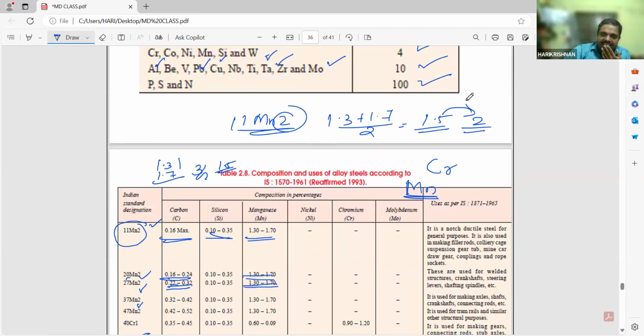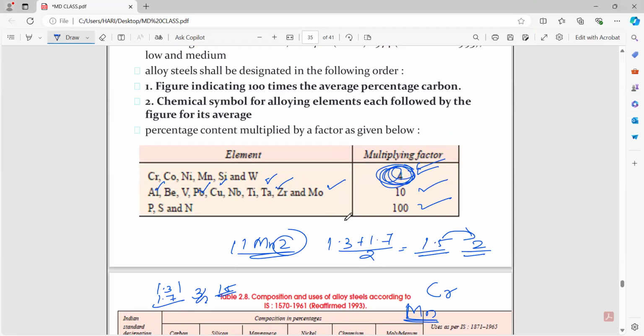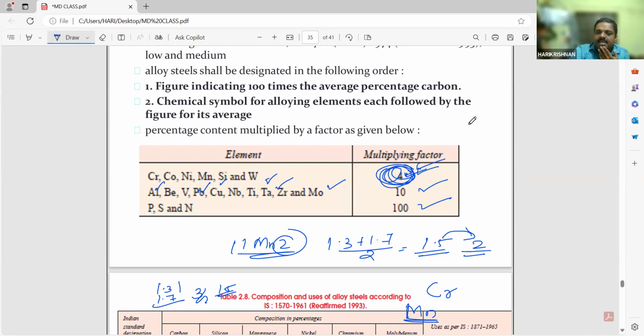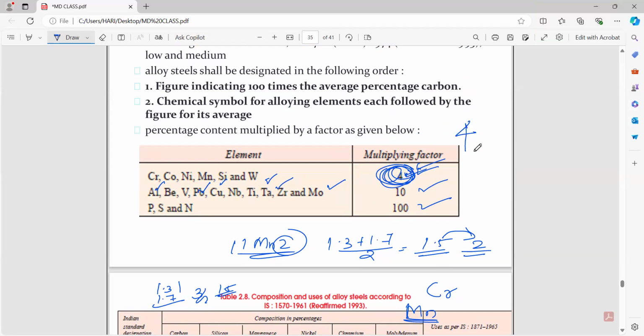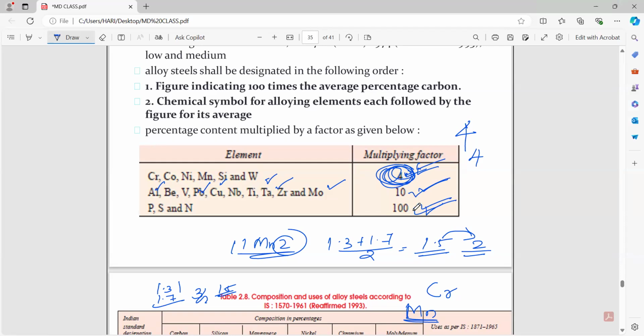Okay. The thing is that it should have a maximum of 4. Above 4, it will not be added. That is what 4 represents over here. It's clear, no? This multiplying factor 4 means it cannot be above 4. Okay. So the maximum value is 10. Here the maximum is 100.